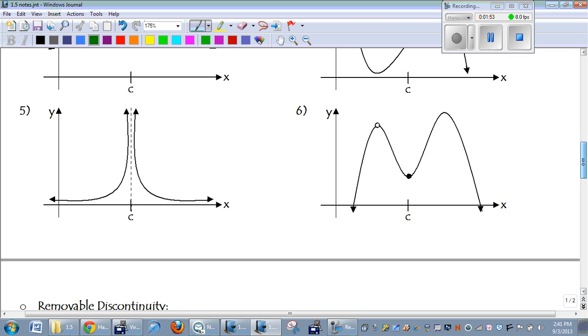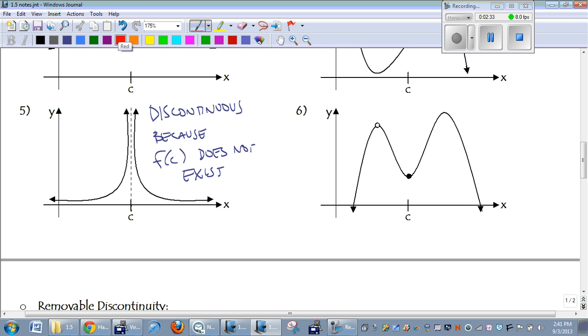Alright. Take a look at number 5. For this one, does f of c exist? Is there a point when we put c in, do we get a y value out? Nope, not in this case. So the first requirement is not met, so obviously this is going to be discontinuous. And the reason is because f of c does not exist. Alright, f of c is not defined.